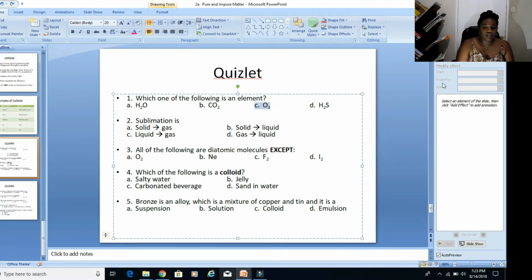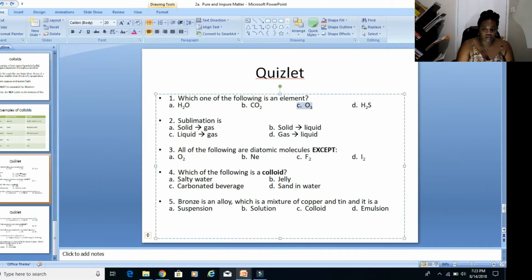So it says here, which one of the following is an element? All of these have different atoms in them, which means that these are all compounds. This has the same atoms of oxygen. So oxygen is the element. So oxygen O3, this is known as ozone, is an element.